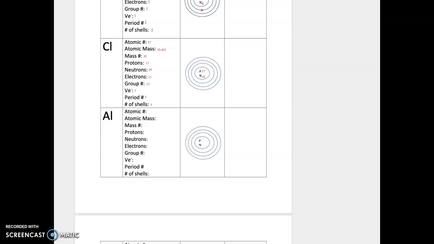We're going to start drawing our electrons now. We know that we have a total of 17 electrons. We can only put 2 in the first shell. So we took 2 away, which means we have 15 left. Well, we can only put 8 in the second shell. So we're going to go clockwise.